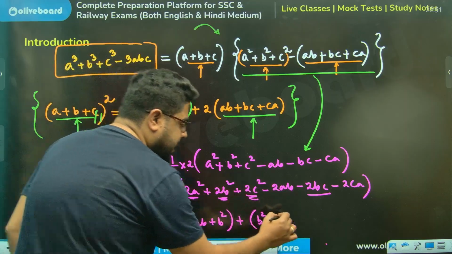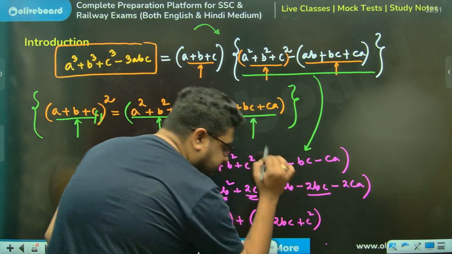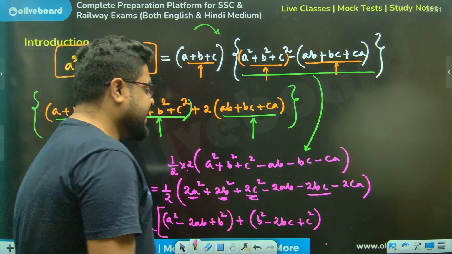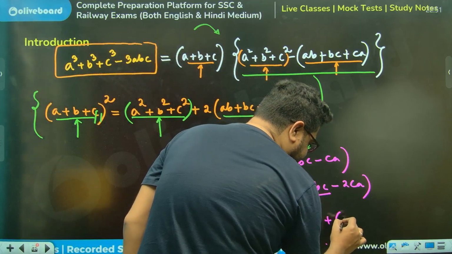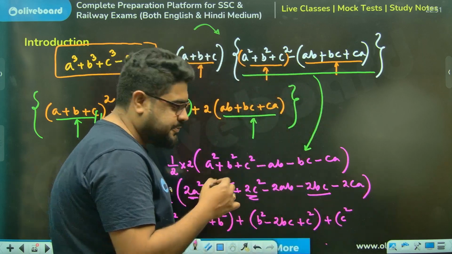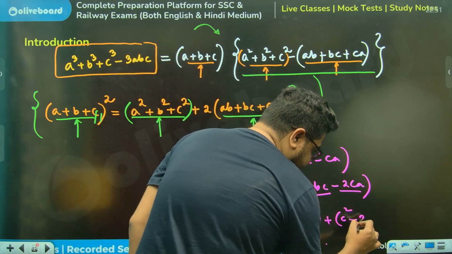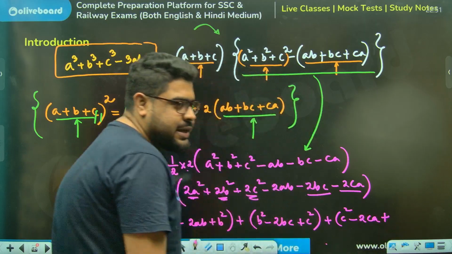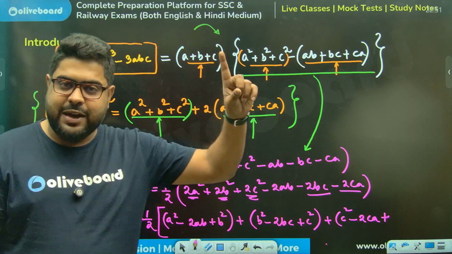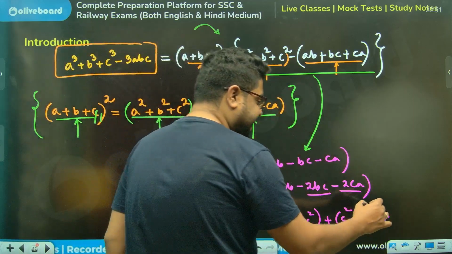There are 2c square. I'll take 1c square. Again bracket. Plus, sir, 2c square were there. I had taken one, so let's take the other one. Minus this 2ca. And you remember, there was 2a squares. I had taken only one, so the other a square is remaining.